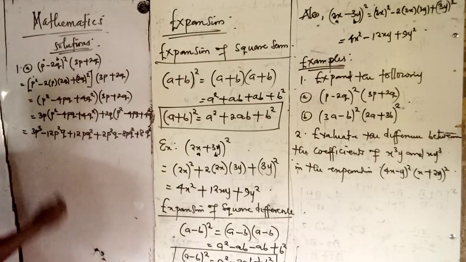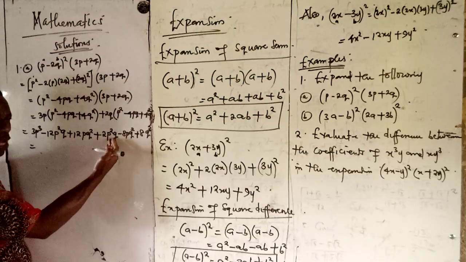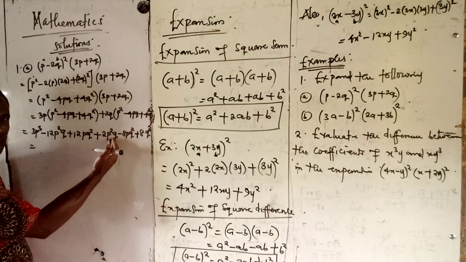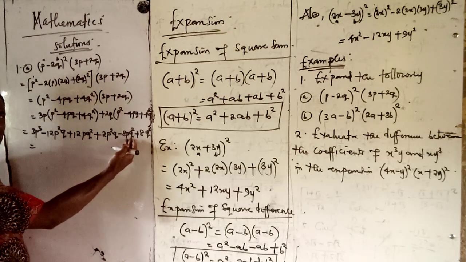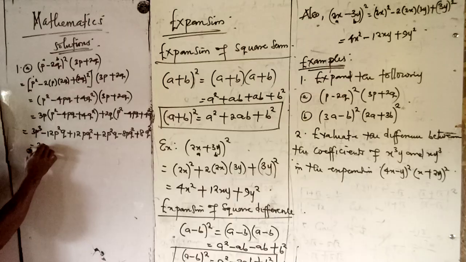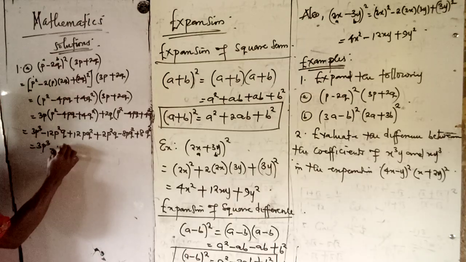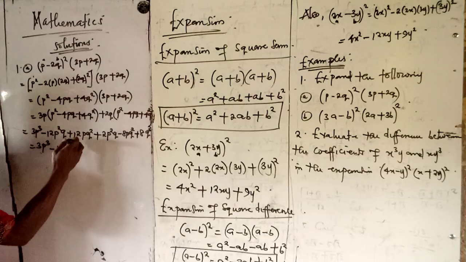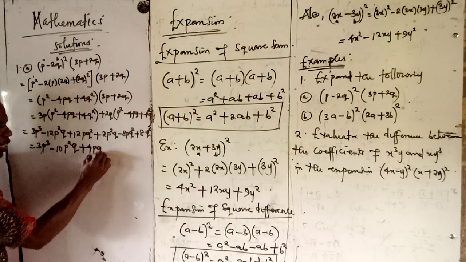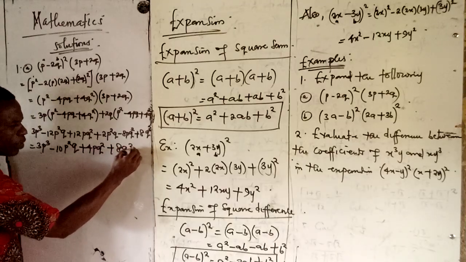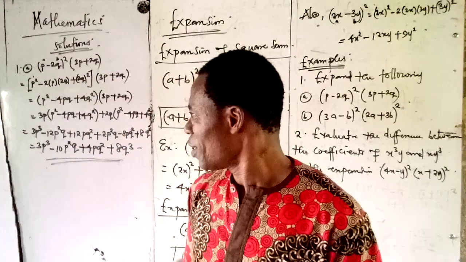Are you seeing now? From there now, collect like terms. This is p squared q. This is another p squared q. Collect like terms. Okay? This is pq squared. This is another pq squared. Collect like terms. From there now, this is 3p cubed. Okay? We have minus 10p squared q. This is 12pq squared minus 8pq squared, giving us plus 4pq squared plus 8q cubed. We have expanded, and you can see.